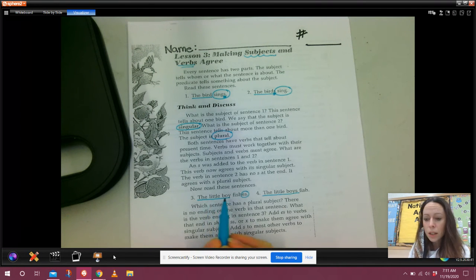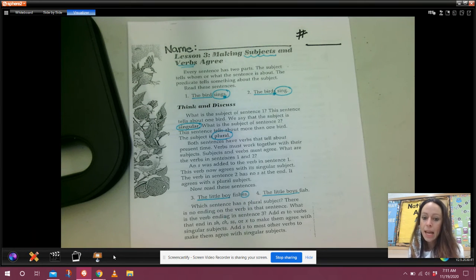So if you have a singular subject, you have to add an S or sometimes an ES. And there are certain word endings that tell us, that's our hint, that we need to add an ES. Those endings are SH, just like in fish, CH, SS, or X. So if your verb ends with one of those sets of letters or letter, then you always have to add an ES, okay? Then they'll agree. Just add an S to most other verbs to make them agree with our singular subjects, okay?